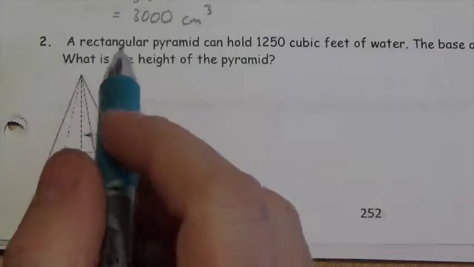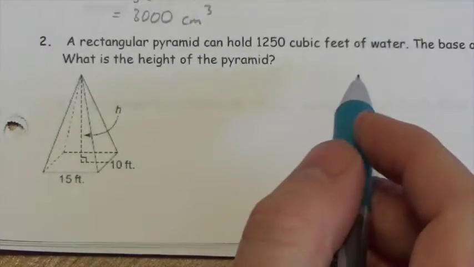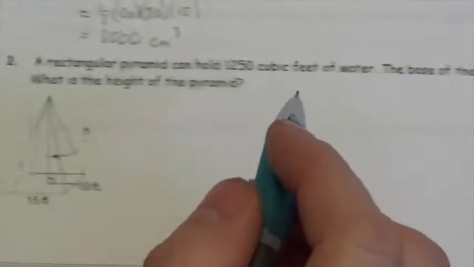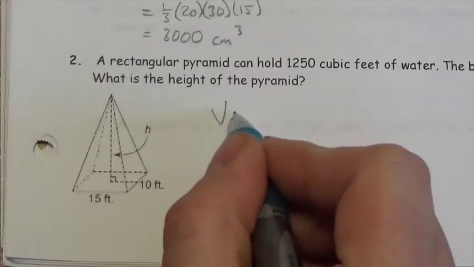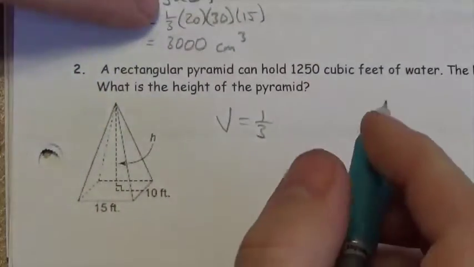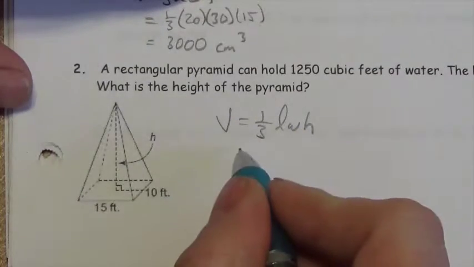So in this question we read that a rectangular pyramid can hold 1,250 cubic feet of water. Okay. The base of the pyramid is 15 feet by 10 feet. And what is the height of the pyramid? Okay. So we know that the volume of a pyramid is going to be 1/3 the volume of the corresponding prism, rectangular prism, which would be length, width, height, or length, base, height here.